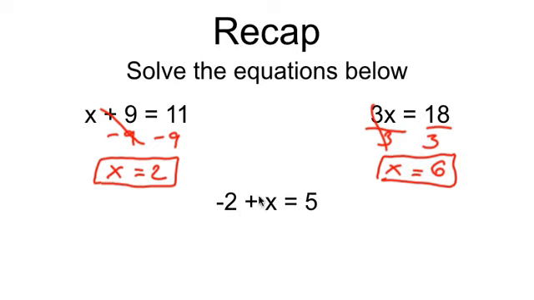And now I get down to this one, my final one. I need to isolate that x, so I have to get rid of this minus 2. To get rid of a minus 2, simply add 2. Now I've isolated the x on this side. 5 plus 2 is 7, and I have my solution.